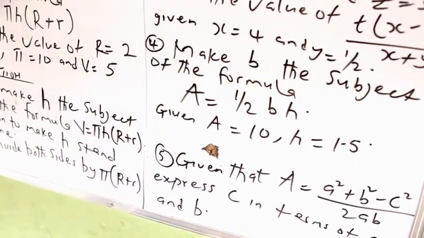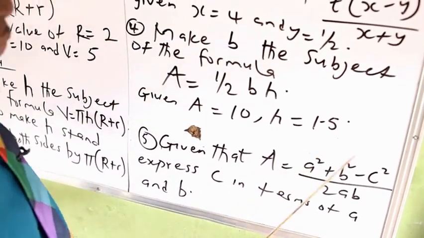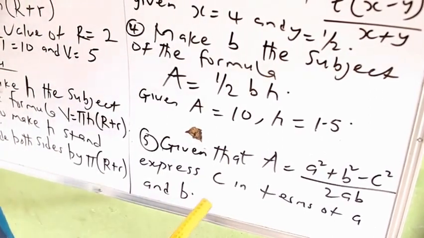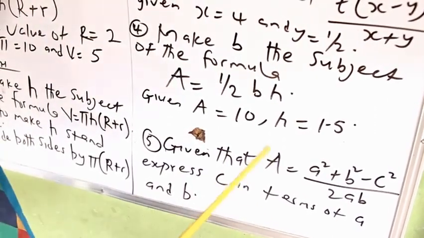Number 5: Given that A is equal to A squared plus B squared minus C squared over 2AB, express C in terms of A and B.